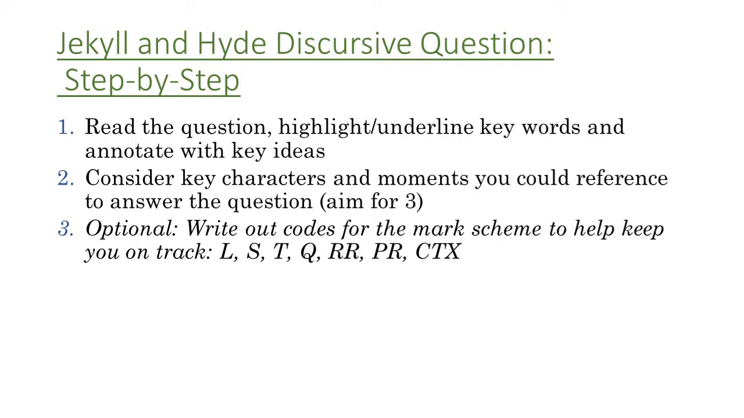So these are the steps I would like you to write out in your book. Firstly, it's the same as the extract question, step 1. You read the question and highlight or underline key words and annotate with key ideas. Your next step, which is different, you're going to consider key characters and moments you could reference to answer the question. You want to aim for at least 3. And then once again, the optional last step, which I would definitely do, write out the codes for the mark scheme to keep you on track and so you don't forget anything. So pause the video to make sure you've made a note of this.